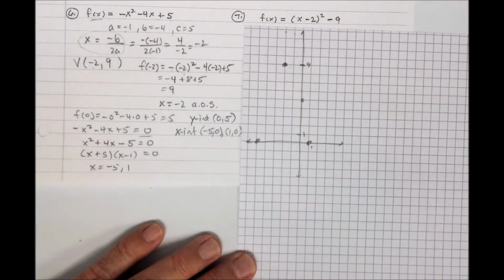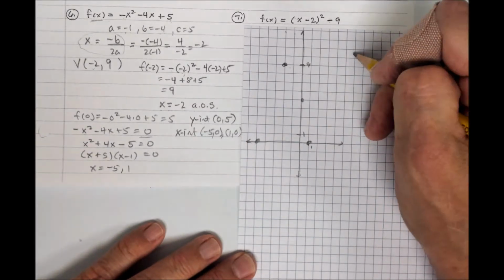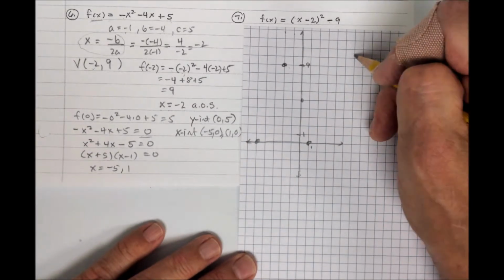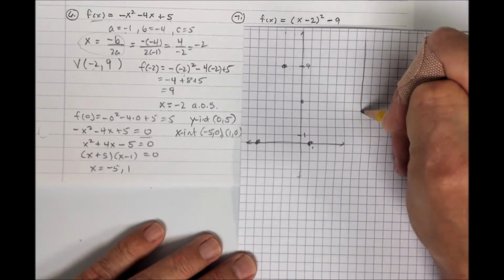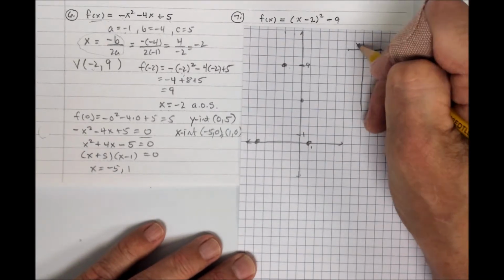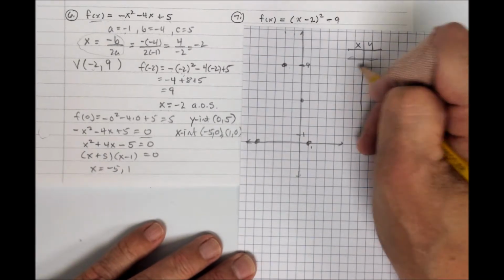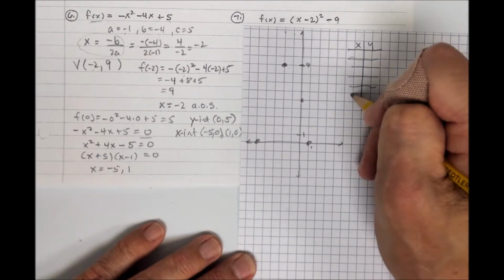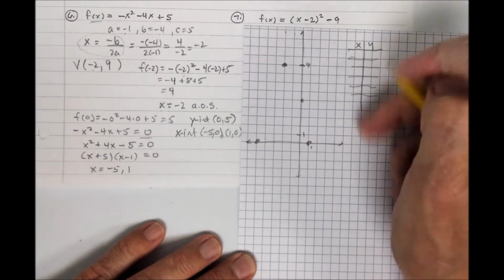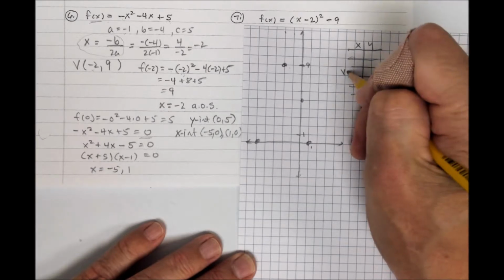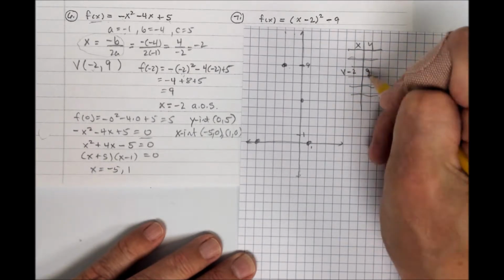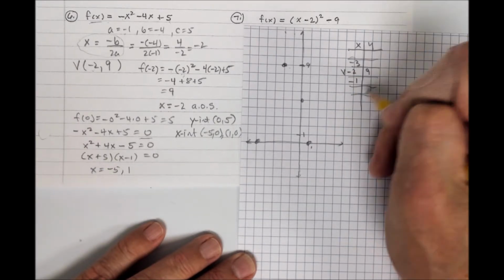I'm just going to go ahead and make the t-chart. I just want you to see this enough times so it sticks in your head. To make the t-chart, 5 points is plenty. 2, 3, 4, and 5. And put your vertex in the middle. So my vertex was negative 2, 9. So go 1 bigger, 1 smaller, 2 bigger, 2 smaller.